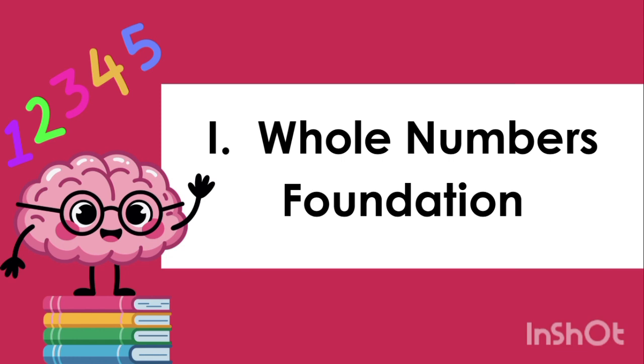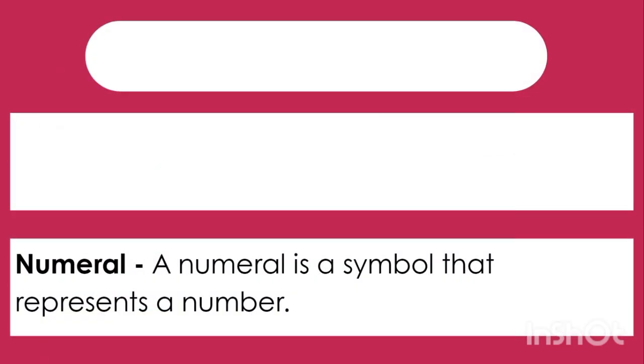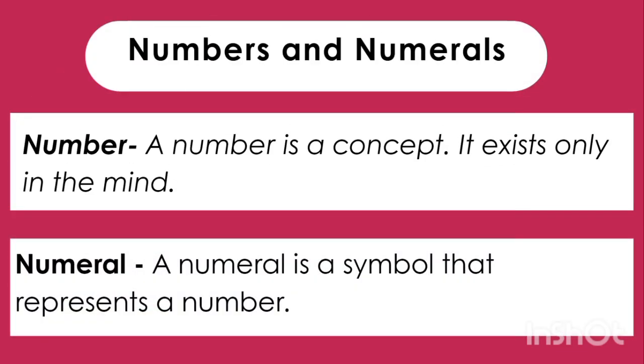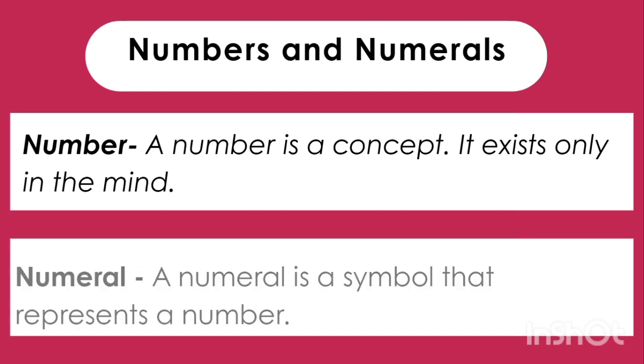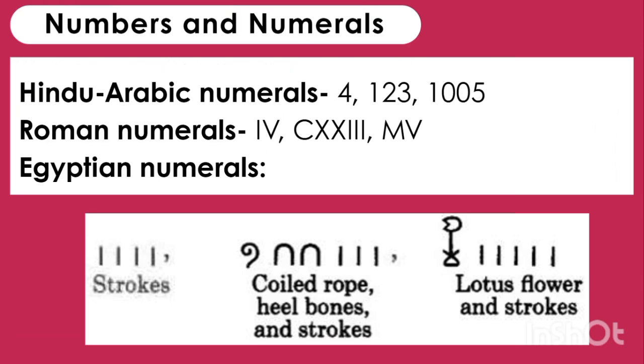Let's first discuss the whole numbers foundation. A number is a concept. It exists only in the mind, while a numeral is a symbol that represents a number. So a number is just a concept, and it exists only in our mind. There are different ways of presenting numbers or numerals.